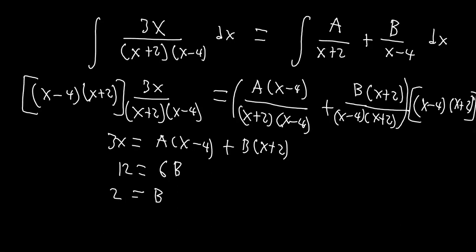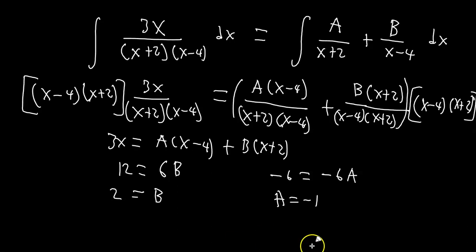So now that we've solved for b, we can solve for a. We do the same thing for b: we plug in -2 so that we can solve for a. When we do that, we get -6 is equal to -6 times a. So then a is just equal to -1.